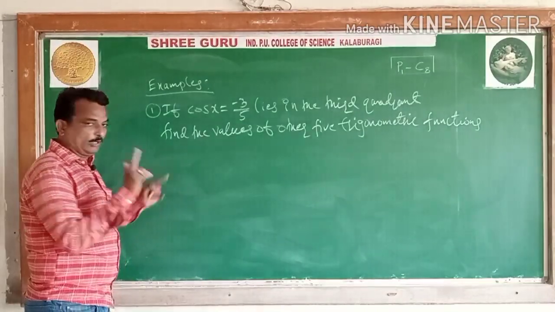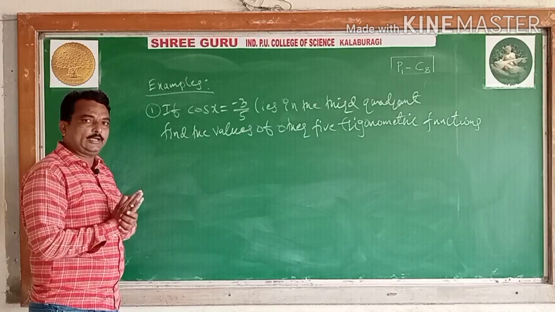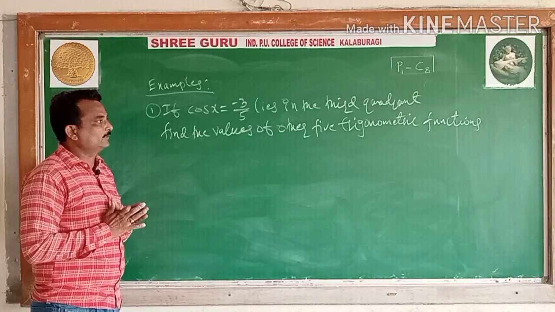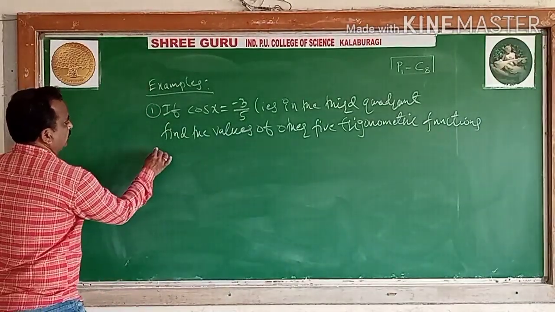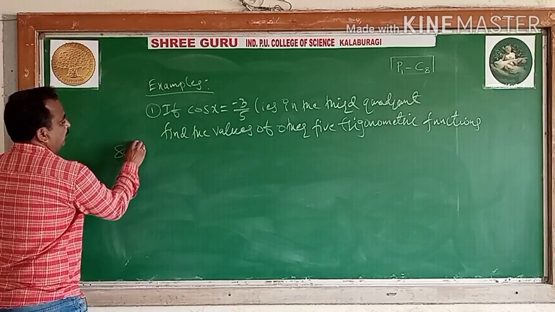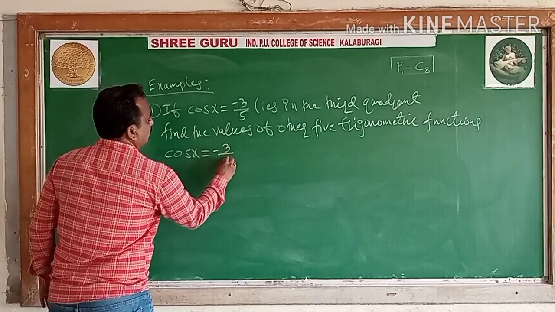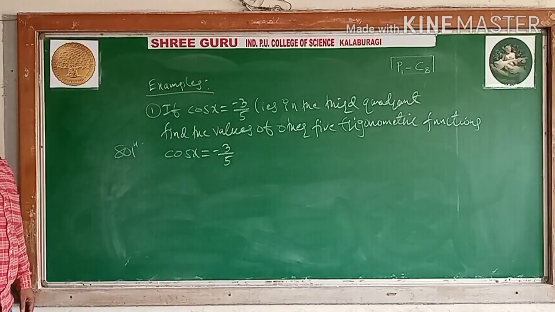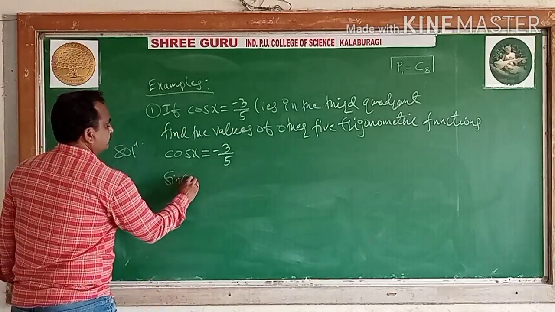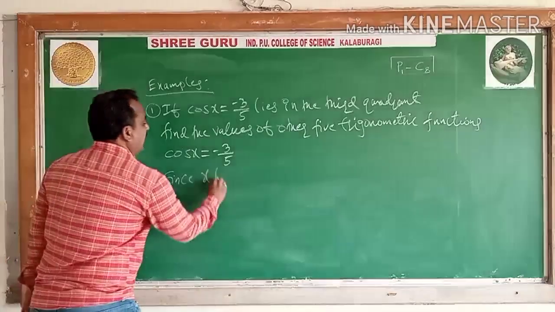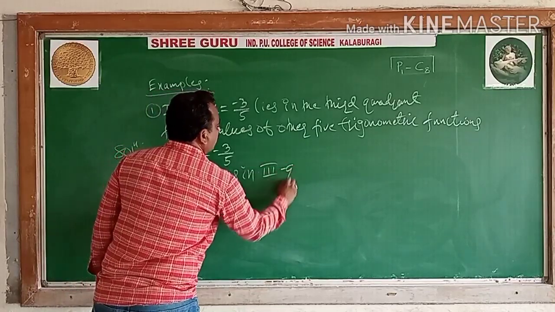I will do the first example in two different ways. One or two examples I will calculate, and you may calculate the remaining examples yourself, either by the first method or by the second method. See the first method here. How to calculate? Diagrammatically, geometrically. Cos x equals minus 3/5. Since x lies in which quadrant? The third quadrant. X means the angle.